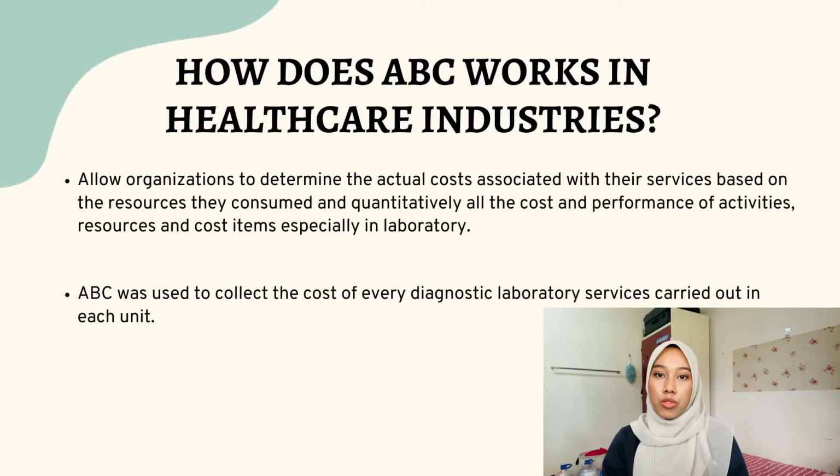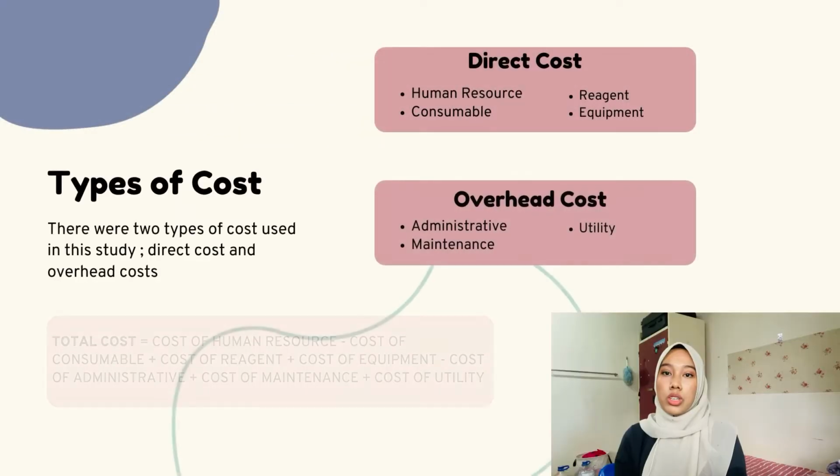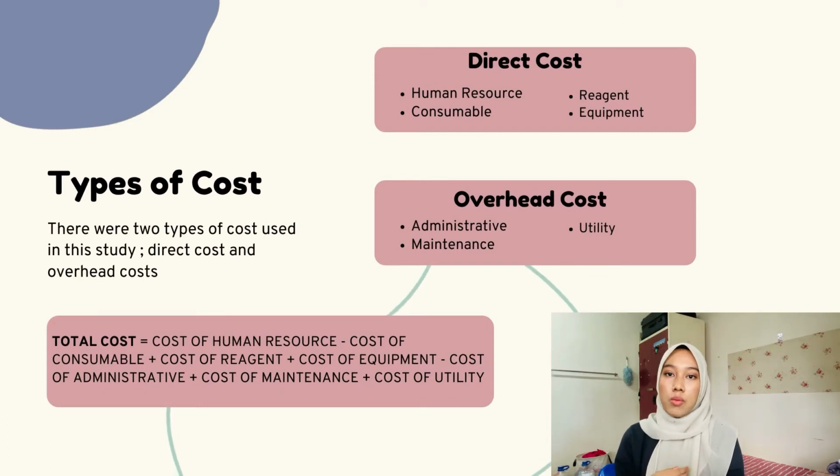An ABC form was used to collect the cost of every diagnostic laboratory service carried out in each unit. There were 2.7 million investigations undertaken at all units in the Department of Diagnostic Laboratory Service in 2011, as stated in Malaysian Journal of Public Health Medicine. There were two types of costs used in this study, which are direct costs and overhead costs. The component of direct costs consists of four, which are human resource, consumables, reagent, and equipment.